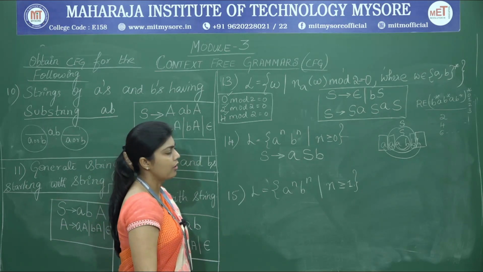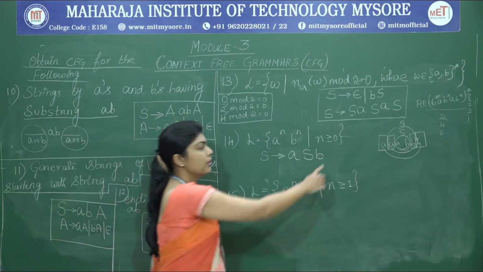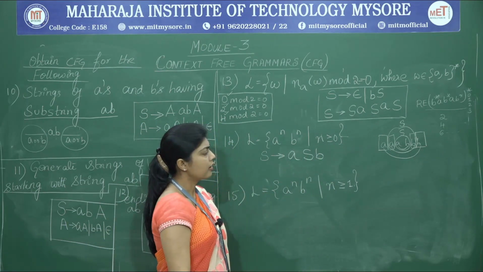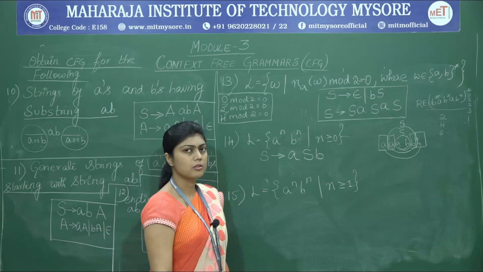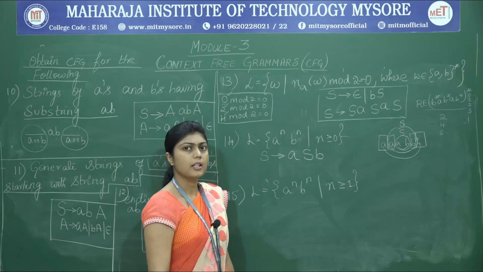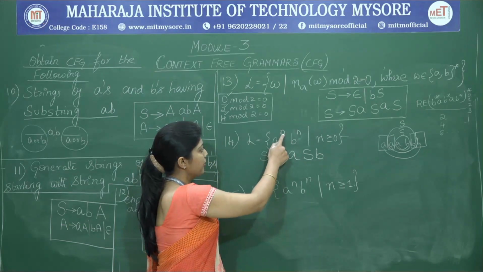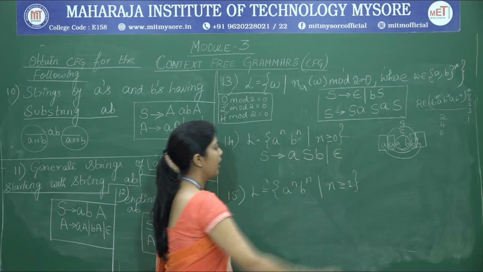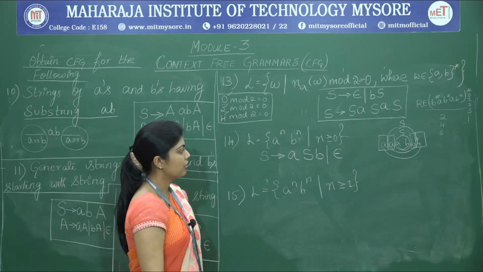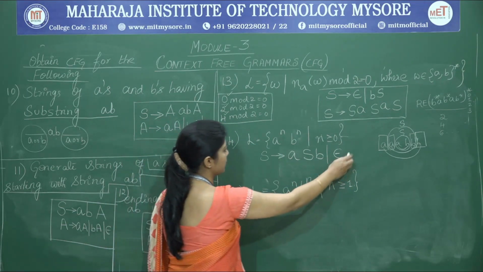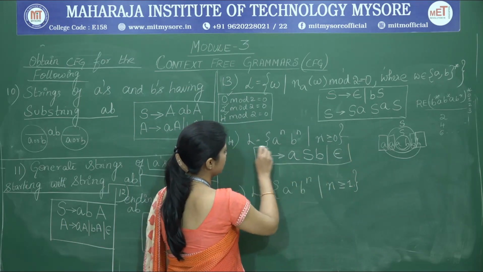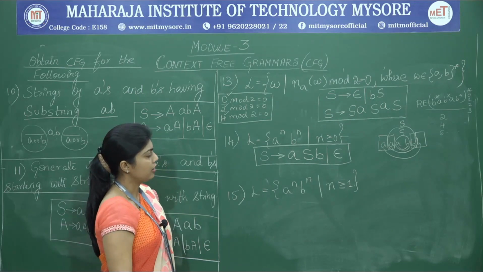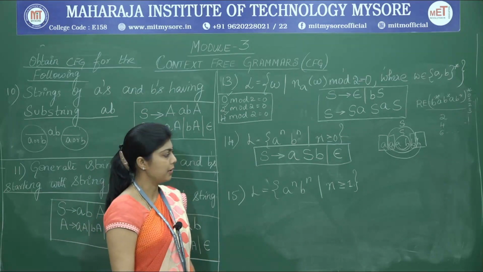Also there is a constraint on the n. We have to observe that n is greater than or equal to 0. So what does equal to 0 mean? It says that there could be A to the power of 0, B to the power of 0. So what is produced actually? Epsilon is produced. Therefore, S goes to epsilon. So this is the rule that we are going to apply for generating A to the power of n, B to the power of n.